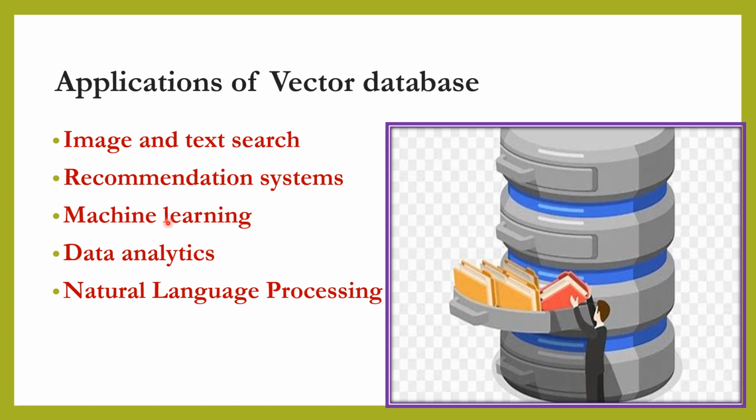Then comes machine learning. These vector databases can be used to store and manage large amounts of high dimensional data generated by machine learning algorithms. For example, a vector database can be used to store and manage a large amount of image data that can be used to train a machine learning model for image recognition.